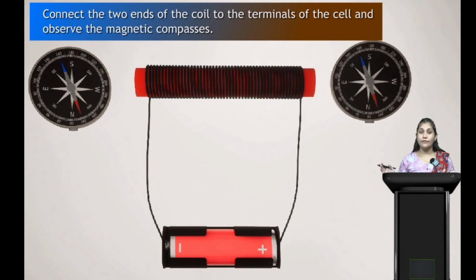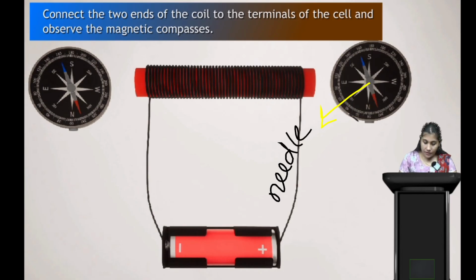See, as soon as we have connected the two ends of the wire to the cell holder, there is a deflection in the magnetic compass, isn't it? Let me play it for you again. As soon as we connect these two ends of the wire, in the magnetic compass, this needle changes its position. That is called deflection. Again, you see, as soon as we have connected the two ends of the wire, there is a deflection in the magnetic compass. Okay.